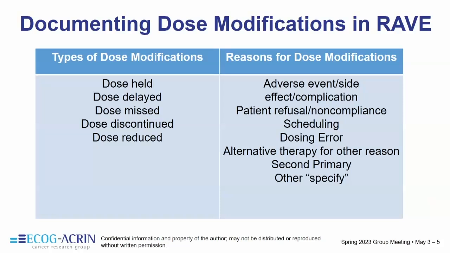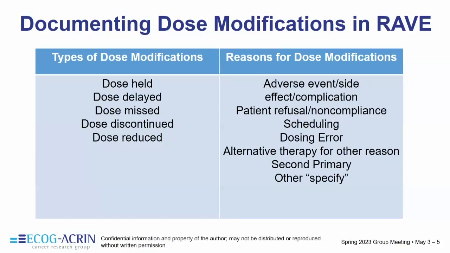So documenting dose modifications in RAVE. Oftentimes you don't have 100% compliance to your protocols. Things happen. There are side effects, complications, there are dose reductions, there are scheduling delays, there's patient non-compliance, whatever it may be. We want to make sure if your RAVE form is asking for dose modifications, you are tracking everything that happened for that cycle.